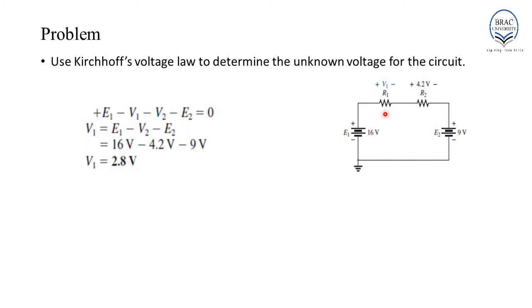Over here, as we are moving from the positive towards the negative terminal, therefore V1 will have a negative sign in the equation. Again, when we are moving from positive to negative, this will have a negative sign, that is minus V2. Over here, we are moving from positive towards negative. Again, this will be minus E2 and then equal to 0. That is plus E1 minus V1 minus V2 minus E2 will be equal to 0. This is the equation we have achieved through KVL.